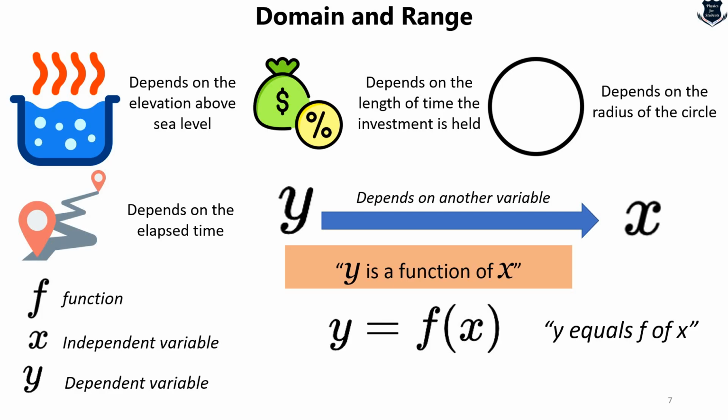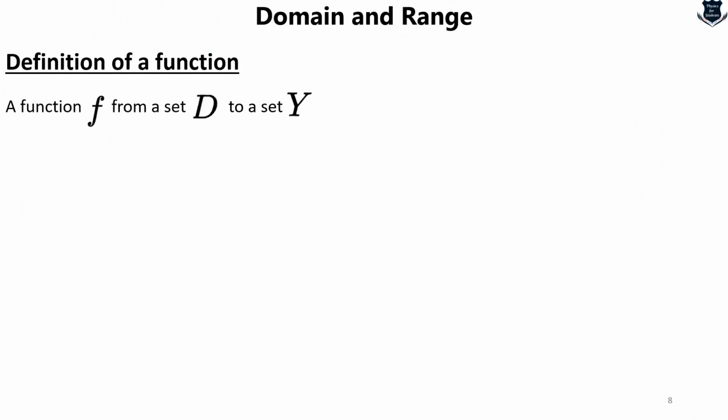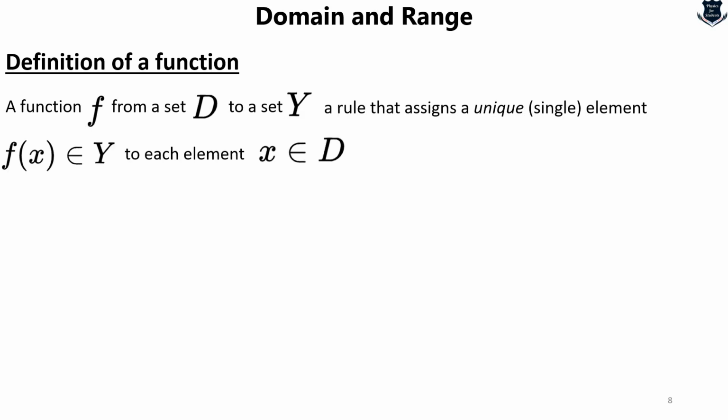Now I would like to show you a very mathematical definition of a function. The mathematical definition says that a function f, don't worry, I will be explaining this step by step, from set D to set Y is a rule that assigns a unique single element, for example f of x in Y, to each element x in D. First of all, I would like to give you a clear understanding of this definition, then we will go through it step by step.